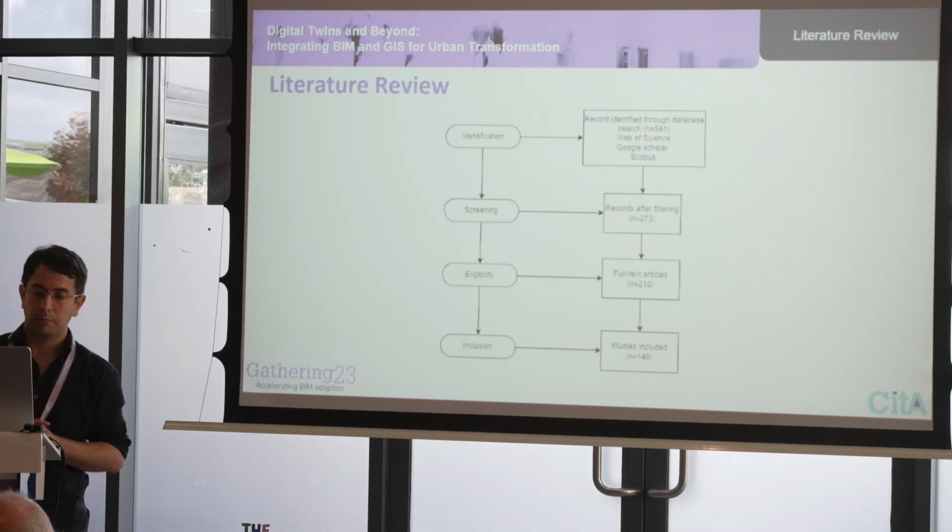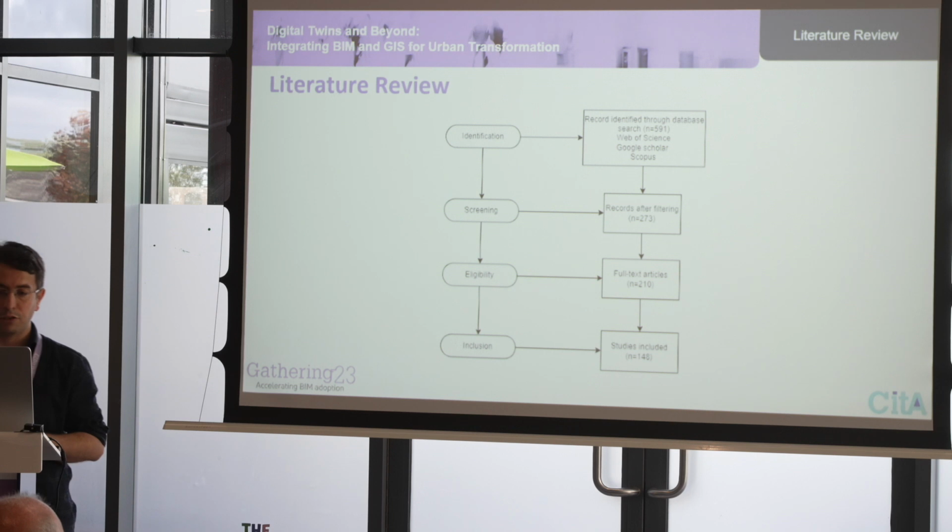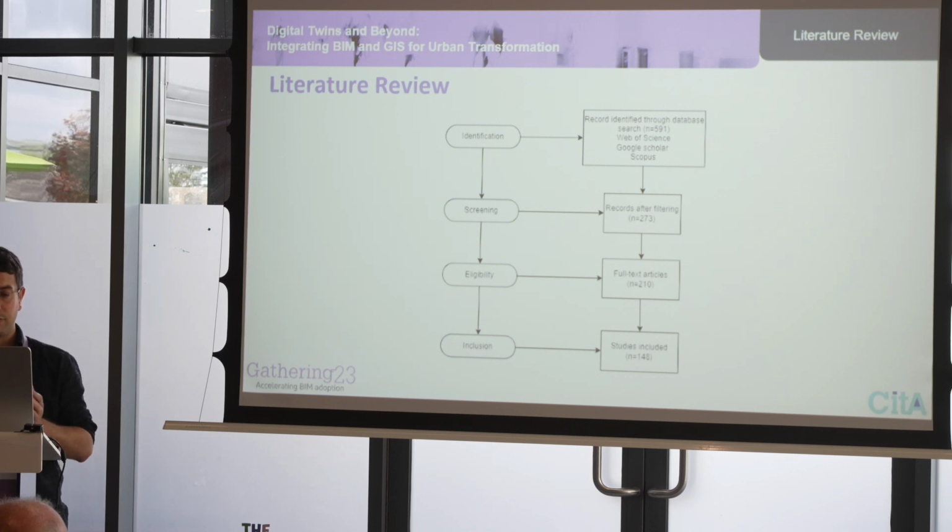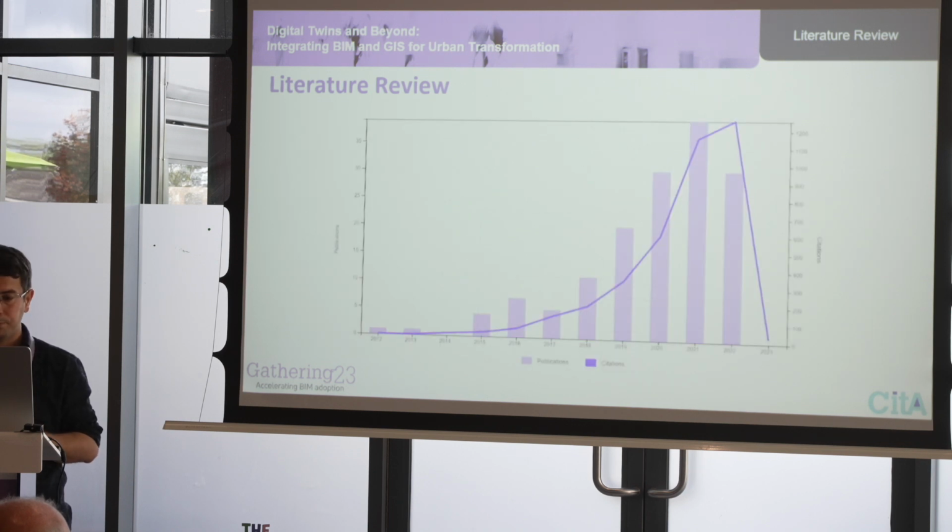So my research started with conducting a literature review, in which over 5,900 papers were reviewed. I used Web of Science, Google Scholar, and Scopus. Then the papers were narrowed down and filtered by reading the abstracts and the titles and removing irrelevant papers. Finally, 148 papers were included in the research.